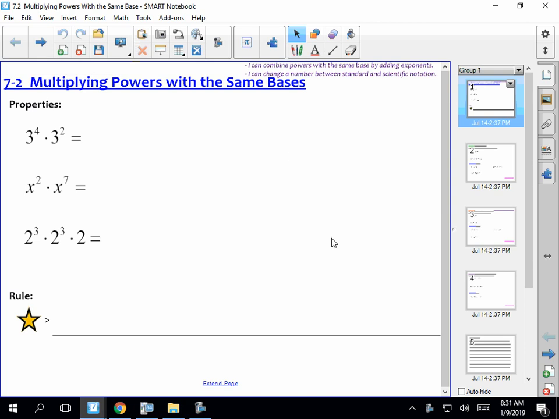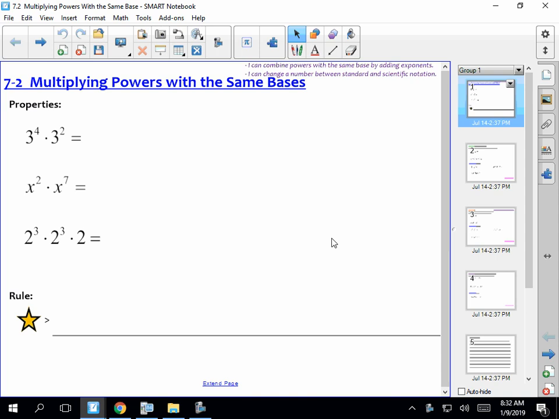So in today's classwork, you're going to be doing a little bit from 7.1 if you're trying to figure out what the EOO means. That means every other odd. So you're going to go back to 7.1 and do every other odd on the negative and zero powers. And then I'm going to introduce you to the third of 5 rules. And the third rule we're going to discover here.